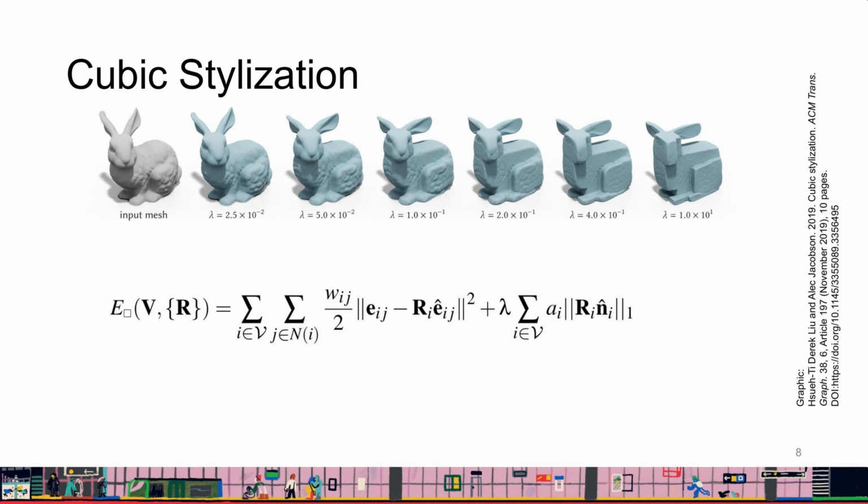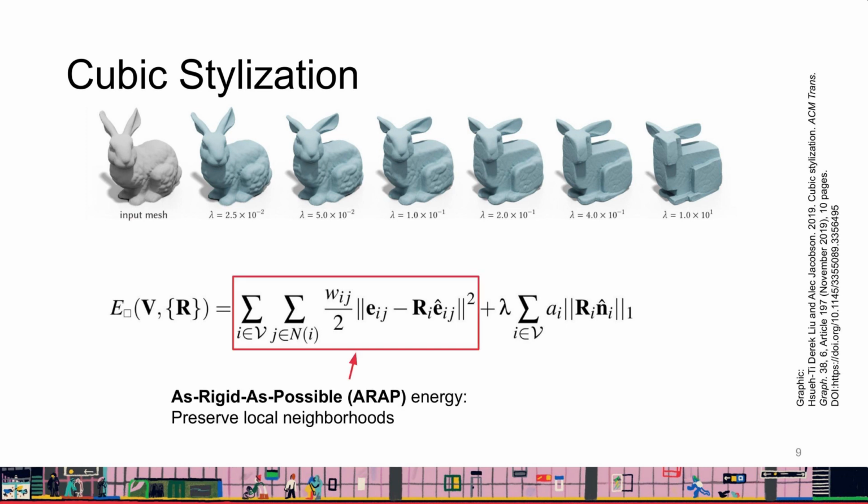Cubic stylization is an optimization-based method. Given a shape as a surface mesh, the approach adjusts the vertex positions in order to minimize an energy functional. The proposed energy hereby consists of two terms. The as rigid as possible energy term penalizes non-rigid deviations of local neighborhoods from the original geometry, keeping the optimized mesh visually similar to the original one.